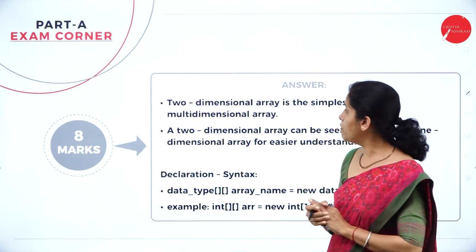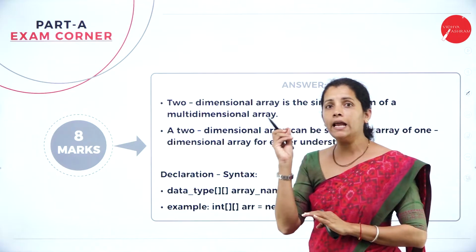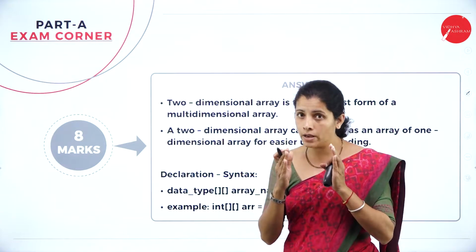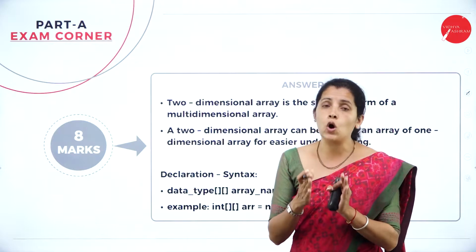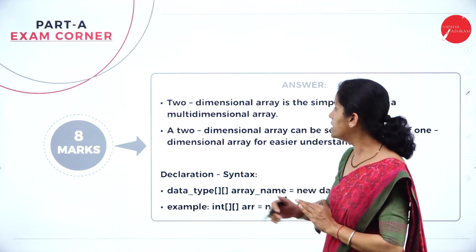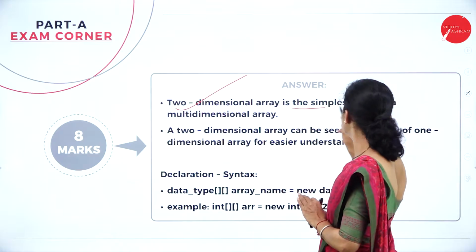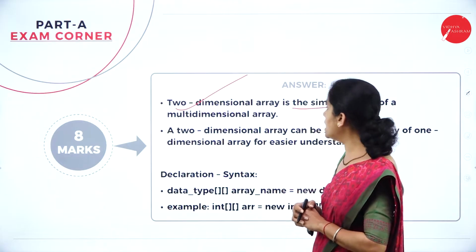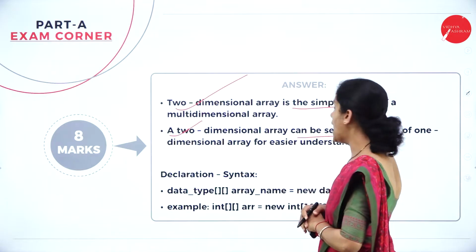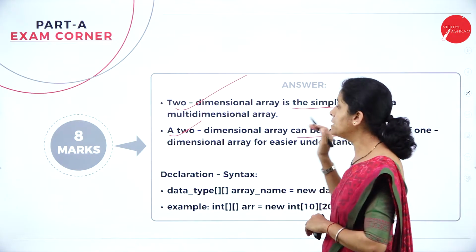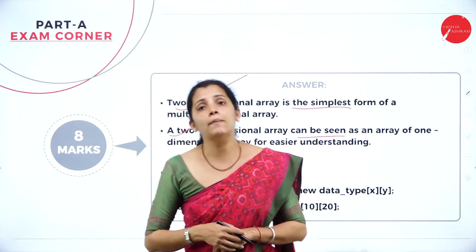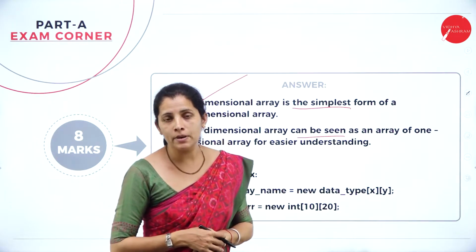So dear student, if I want to access any element stored in the array, and to access the element I require two indices, then it is known as a two-dimensional array. Two-dimensional array is the simplest form of multi-dimensional array. A two-dimensional array can be seen as an array of one-dimensional arrays.